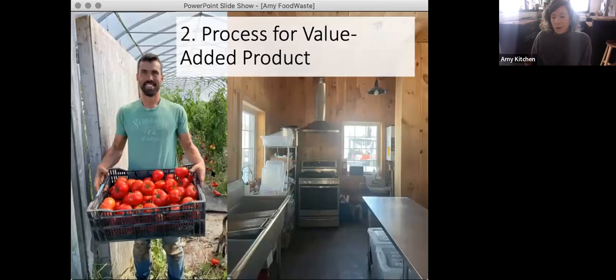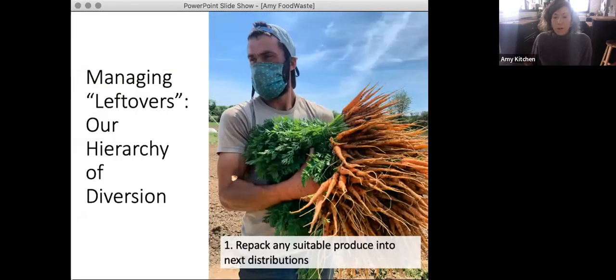Both of these items would have come back from the farmer's market, put right into our walk-in cooler, and are perfectly good to send out with our early week distributions the next week. Okay, next slide.